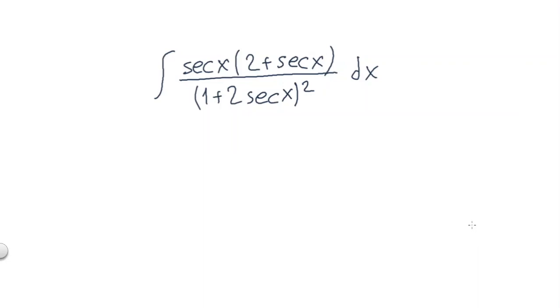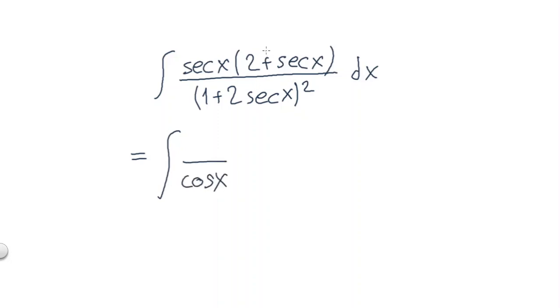Hi there, I have an integral problem for you, and let's see how we can evaluate it. So first of all, secant is just 1 over cosine. So let's substitute 1 over cosine for all of the secants and see what we get. So this secant is just going to be cosine at the denominator.